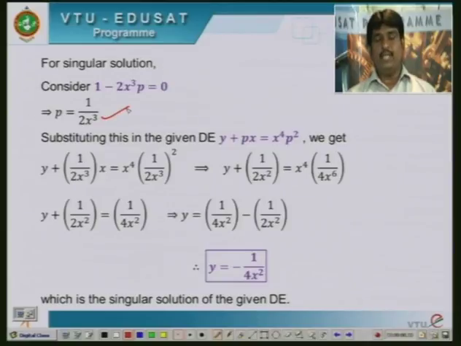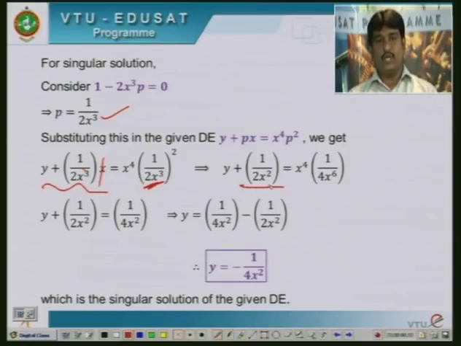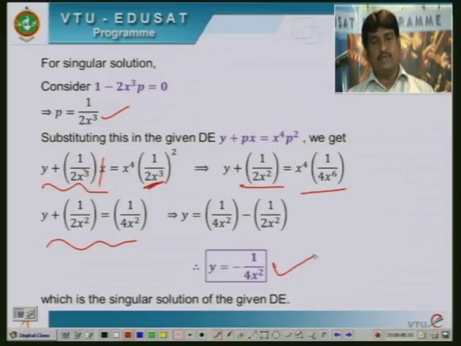You substitute p as 1 by 2x cube to get y plus p into x equals x to the power of 4 into p square. P is 1 by 2x cube. So y plus 1 by 2x square, cancel one x here. So y plus 1 divided by 2x square equals x to the power of 4 into 1 divided by the square of 2x cube, which is 4x to the power of 6. After simplification, you get y plus 1 by 2x square equals 1 divided by 4x square, which implies y equals minus 1 divided by 4x square.